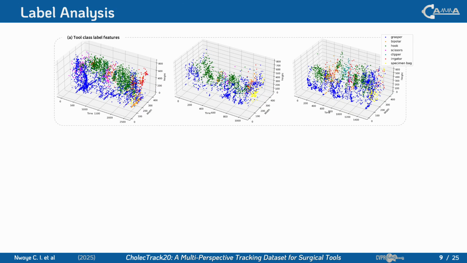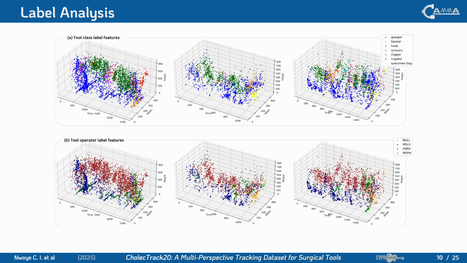We conduct in-depth label analysis to understand relationships among tools and tracking patterns. This informs data pre-processing and model design. Here, we explore how different tools exhibit distinct tracking behaviors across surgical sequences. We analyze how tool usage varies by operator. This reveals interaction dynamics between surgeons and instruments, offering cues for skill assessment and intent prediction.